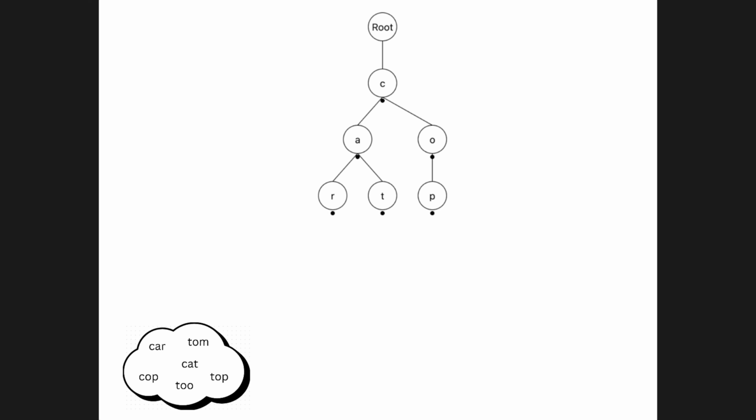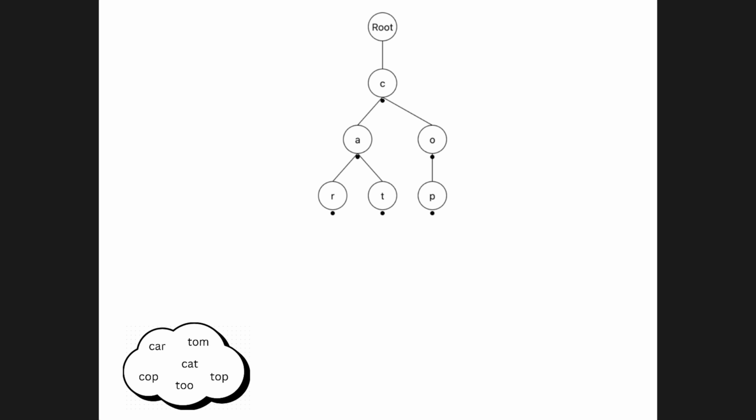Start from the root, traverse through existing characters if they exist, and create new nodes only when the character is not already present. This process helps build an efficient structure to store and retrieve the words based on their prefixes.